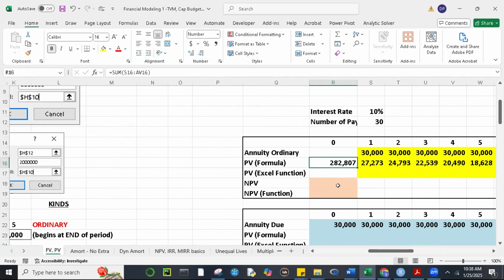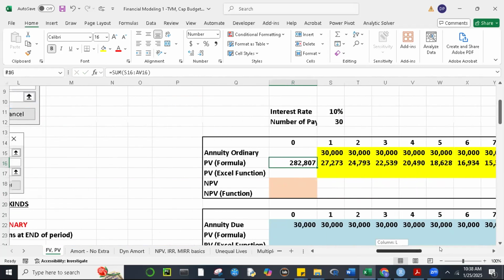So in order to answer the question, what is the equivalent present value of an annuity of 30,000 for 30 years with an interest rate of 10%? The equivalent of that annuity of 30,000, 30 years at 10% is 282,807.